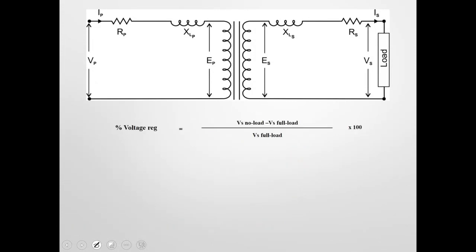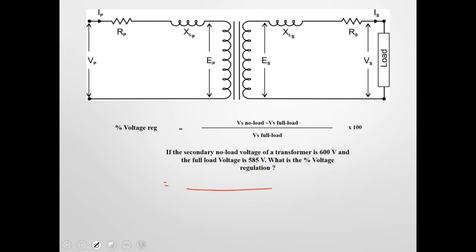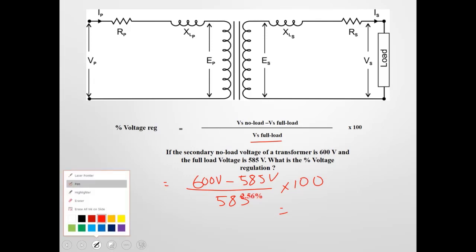So here's an example using that. There's our formula. If the secondary no load voltage of a transformer is 600 volts and the full load voltage is 585 volts, what's the percent voltage regulation? V no load, so 600 volts minus 585 volts, and divide by full load. Full load is that lower voltage, 585, times 100. Anybody have a percentage? 2.56. Sounds good. 2.56. Awesome.